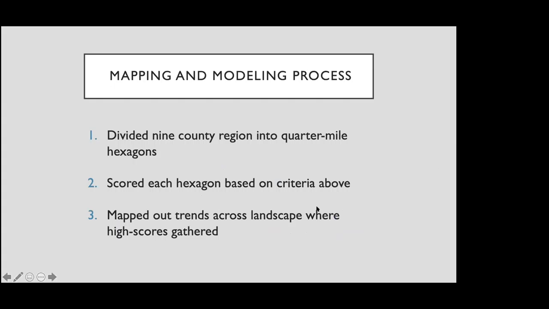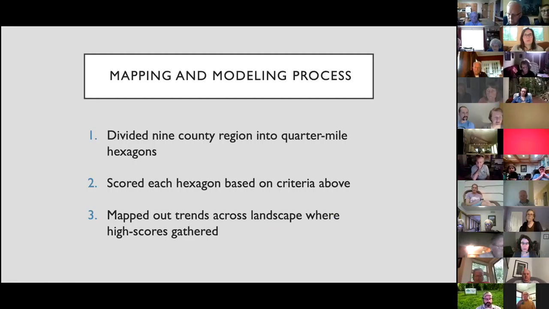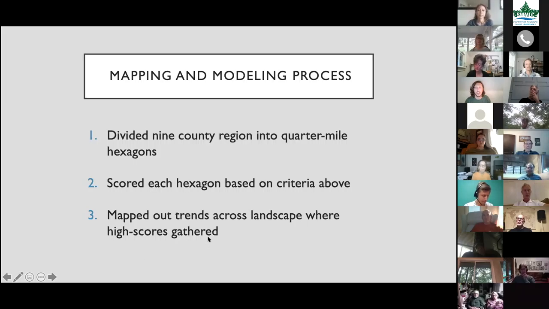Here are the steps we followed to build our mapping model. First, we divided the entire nine-county service area region into hexagon shapes on the map, with each hexagon measuring a quarter mile across. Then we analyzed each hexagon to give them each a score, and ranked them based on the three criteria of biodiversity, connectivity, and water quality. From there, we zoomed back out to the entire region to look at the trends across the landscape and where the high scoring hexagons gathered.